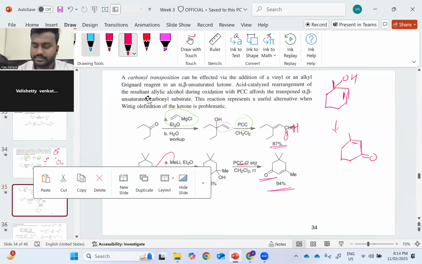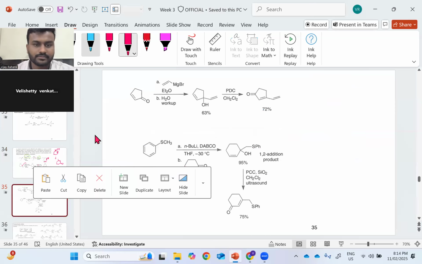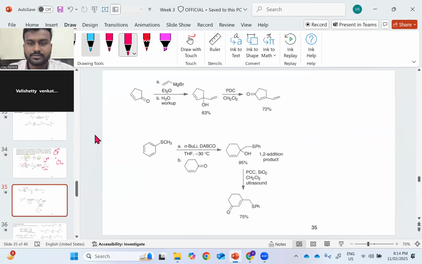The next question is, all right, the RMgX, that is the Grignard reagent, directly attacks the carbonyl, obviously. So it gives this carbon-carbon in 63%, followed by the PDC. This is the same concept, 1,3 transposition, no need to discuss again.